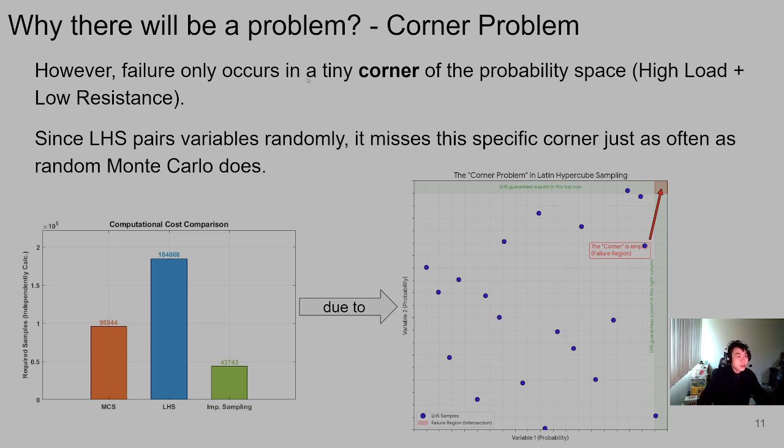But the failure only occurs at a tiny corner in the probability space, like this one, only at this red box, which is a high load plus a low resistance. And because LHS pairs the variables randomly and evenly distributes them, it will miss this specific corner just as often as the random Monte Carlo does. And in these cases, it's not good to use the LHS.